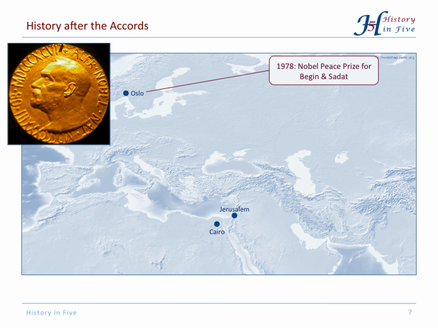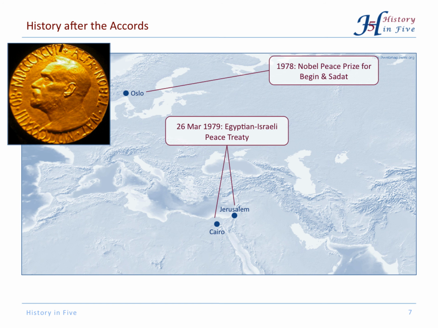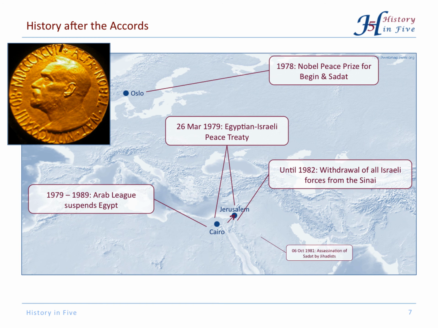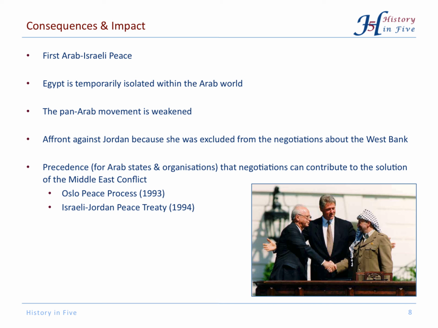Actually, first, as I mentioned, the Nobel Prize for Begin and Sadat. And then the peace treaty, the first peace treaty between an Arab country and Israel, followed in 1979. And by 1982, the last Israeli soldier had left the Sinai. The Arab League suspended Egypt, and also Sadat was assassinated in 1981, one of the consequences of his peace policy.